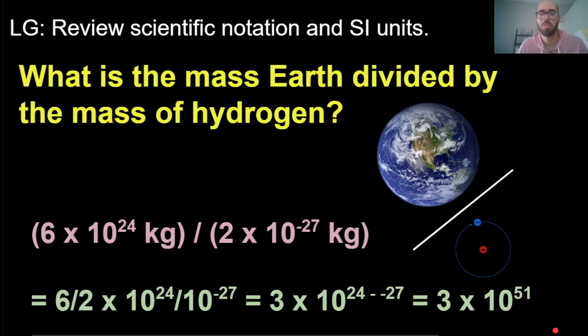That's a lot of hydrogen atoms that you could put together and make a body of equivalent mass of the Earth. 10 to the 51 atoms times 3.